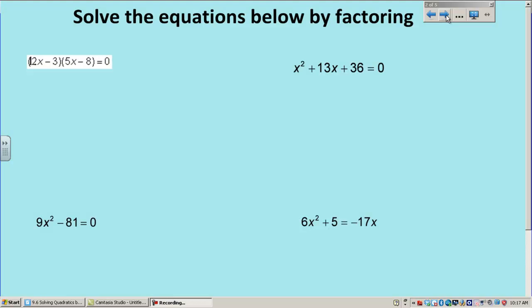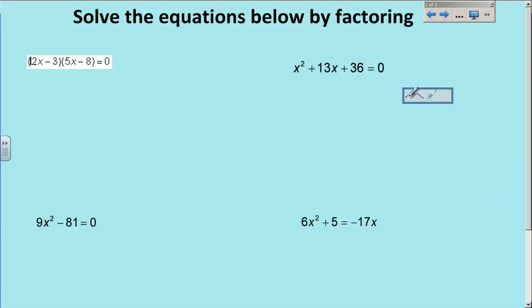Let's do a few examples. This first one right here, the 2x minus 3 and 5x minus 8. I do not know what that little line is. That is a 2x, I promise. This is already factored for you.